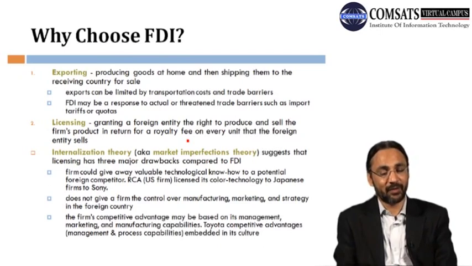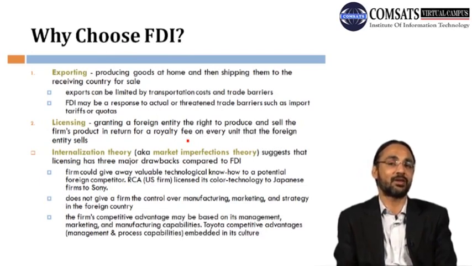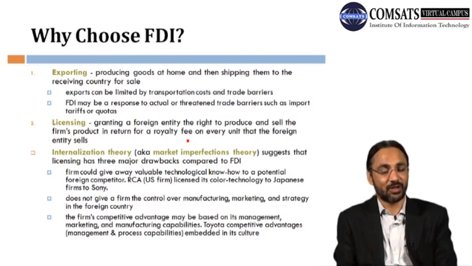The next drawback is that a firm's competitive advantage may be based on its management, marketing and manufacturing capabilities. A very famous example is German and Japanese firms like Toyota. They have a competitive advantage in their management and process capabilities, which is embedded in the organizational culture. Firms cannot license these capabilities to other firms and say you can replicate the same management and process capabilities. That is not possible for Toyota or German firms. The only choice they are left with is FDI.